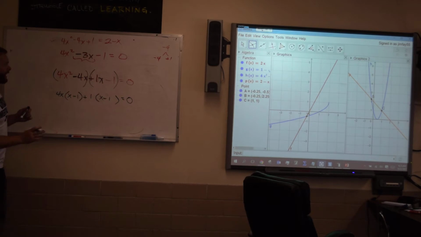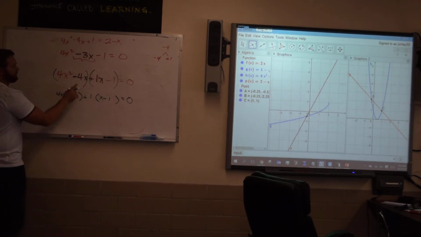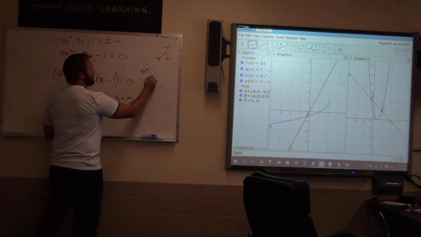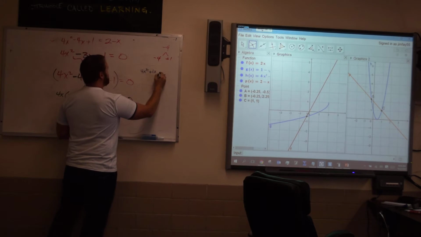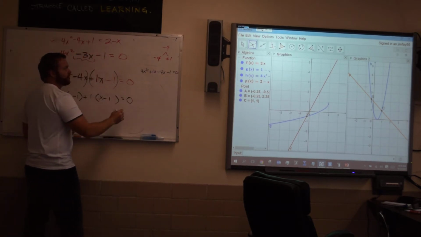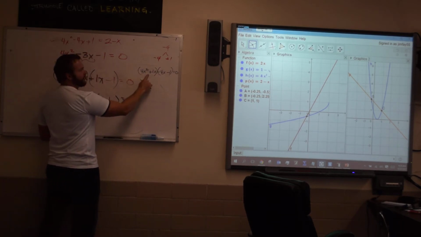Okay. Now, if you're a person that would have written the 4x squared, do it real small here, 4x squared plus 1x minus 4x minus 1 equals 0, you can still group that way. And now what would come out of these two?